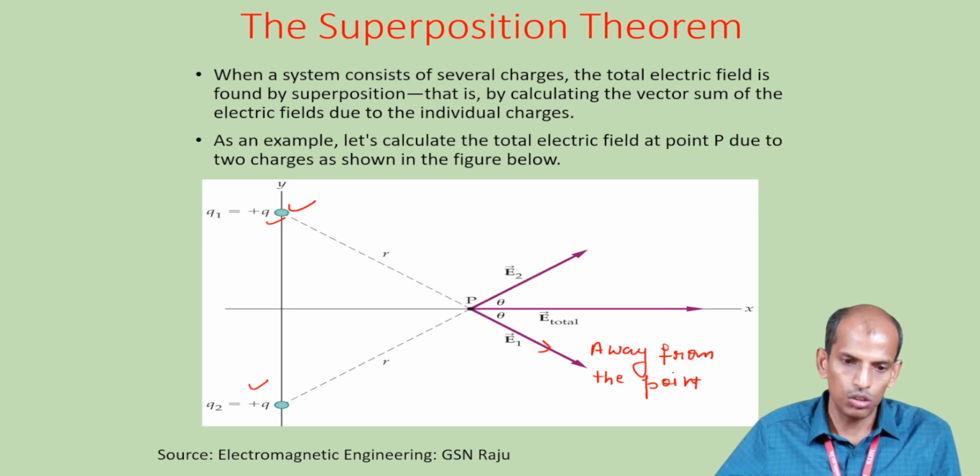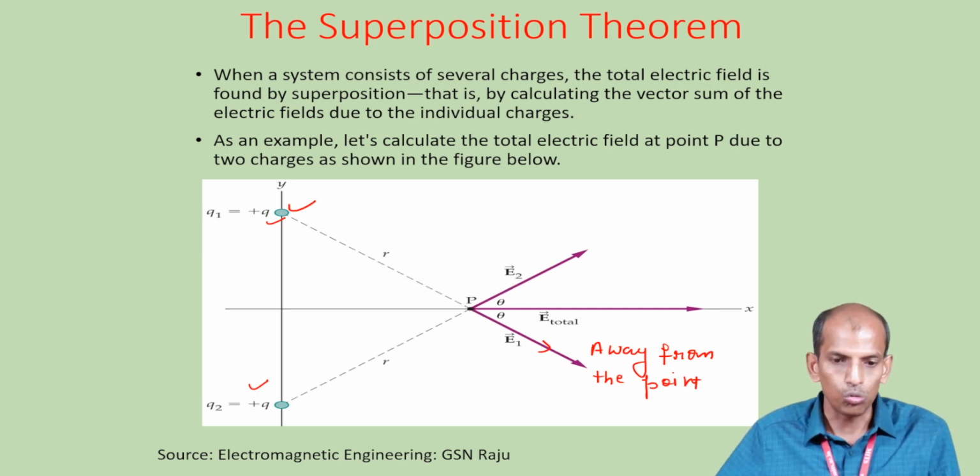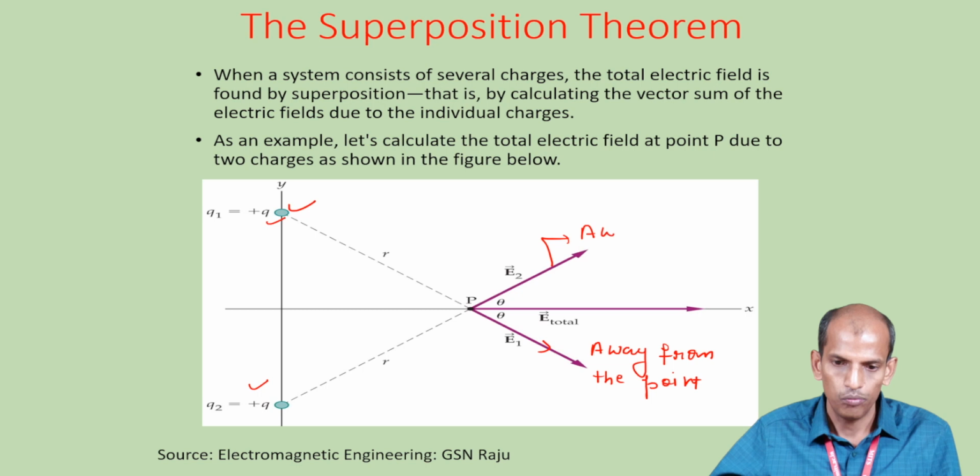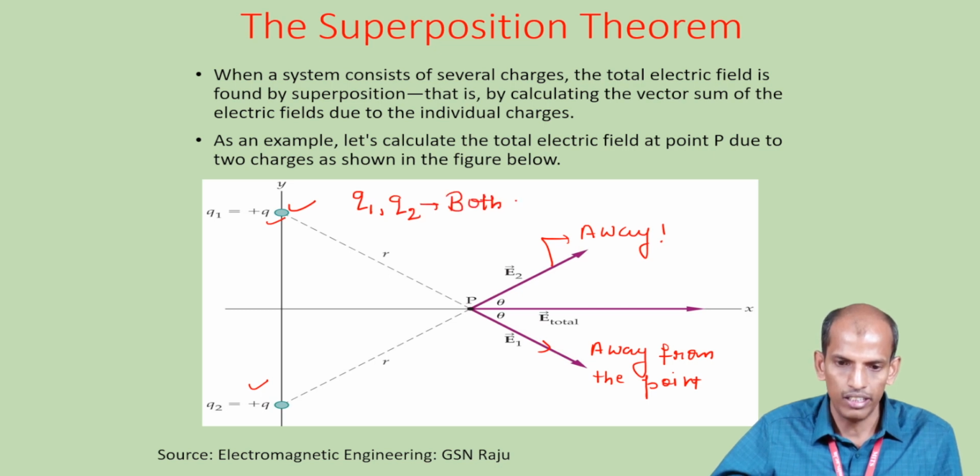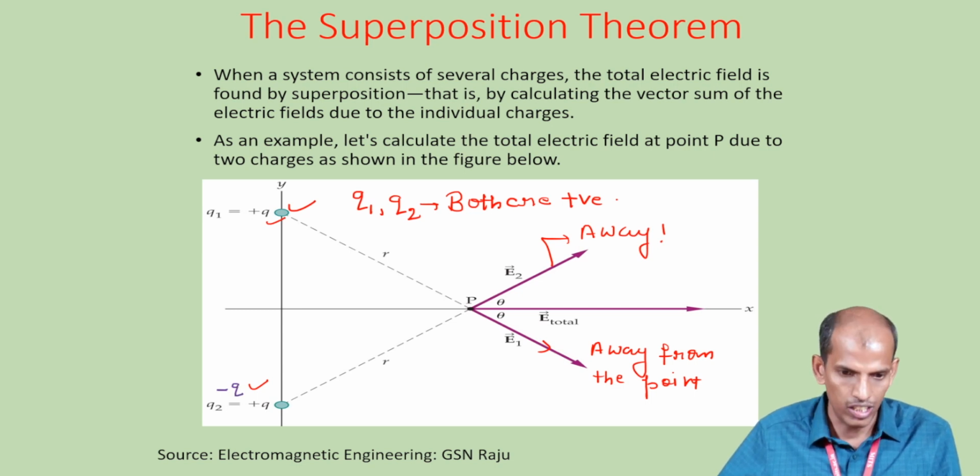And due to a negative charge, it should be towards the point. So here both are positive. That is why this is also going away, because both Q1 and Q2 are positive. Here, just for your knowledge, suppose this one had been minus Q. Then what will happen? Yes, very rightly said. If this one had been minus Q, then the field would have been towards the point. Instead of going away, it would have come towards the point.